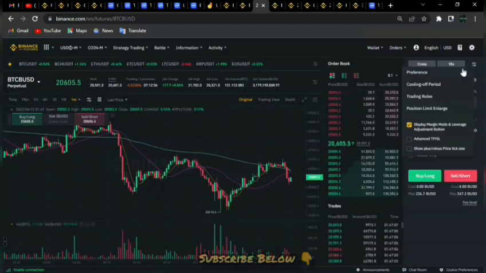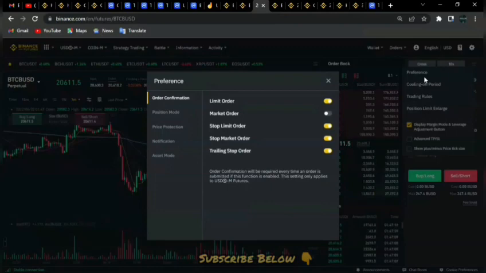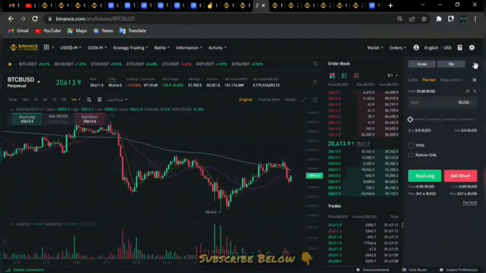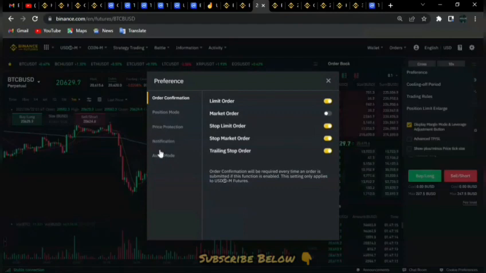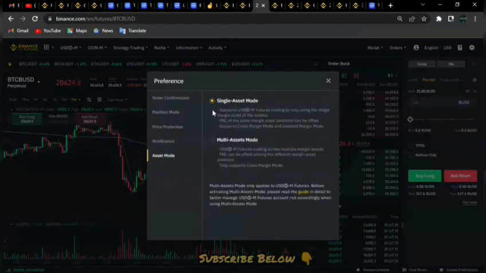Now for the multi-asset mode, you need to click on the preference. When you click on the preference option, it is this top icon here, click on it. On the preference mode, all you need to do is to click on this asset mode. You want to see that by default it's going to be on the single asset mode. All you need to do is to switch it up to the multi-asset mode.